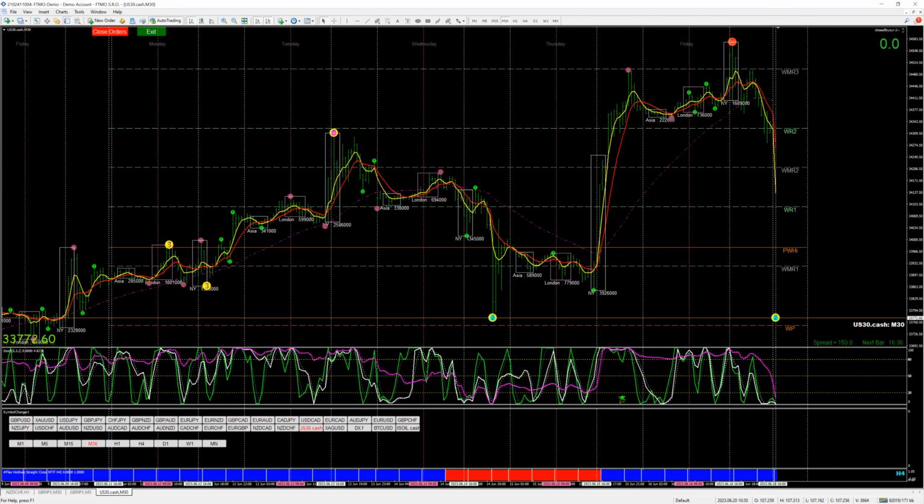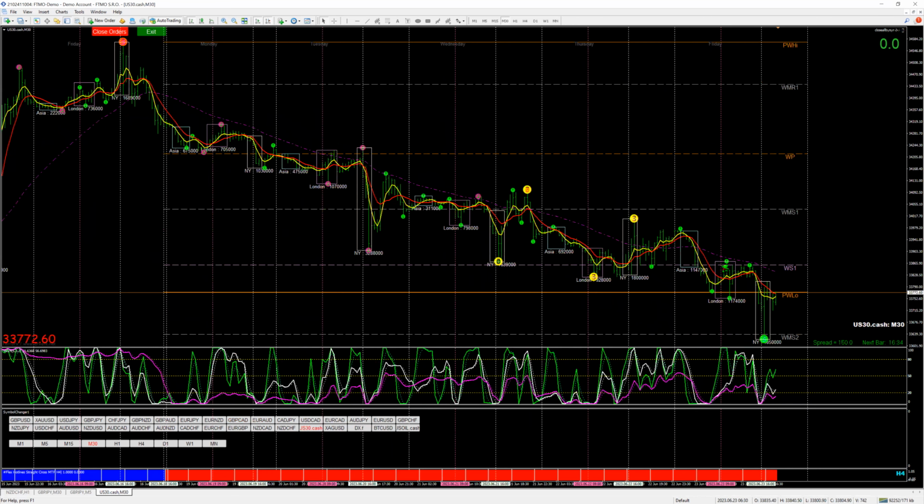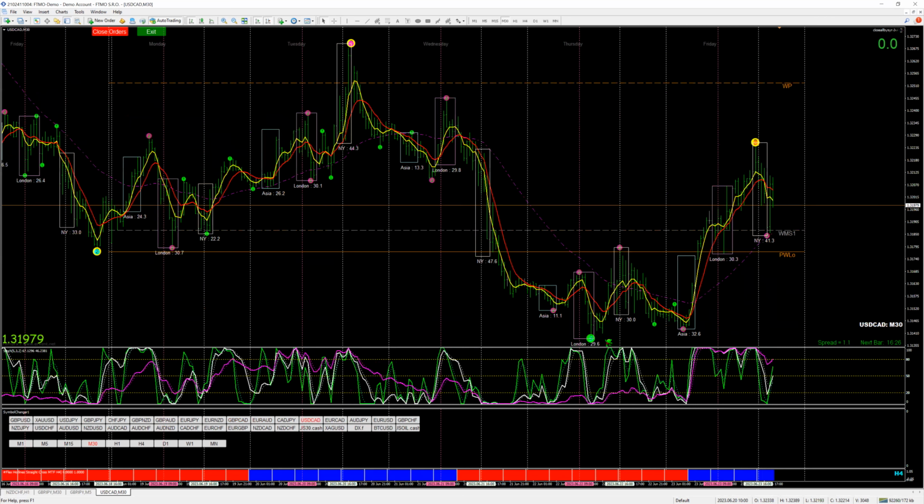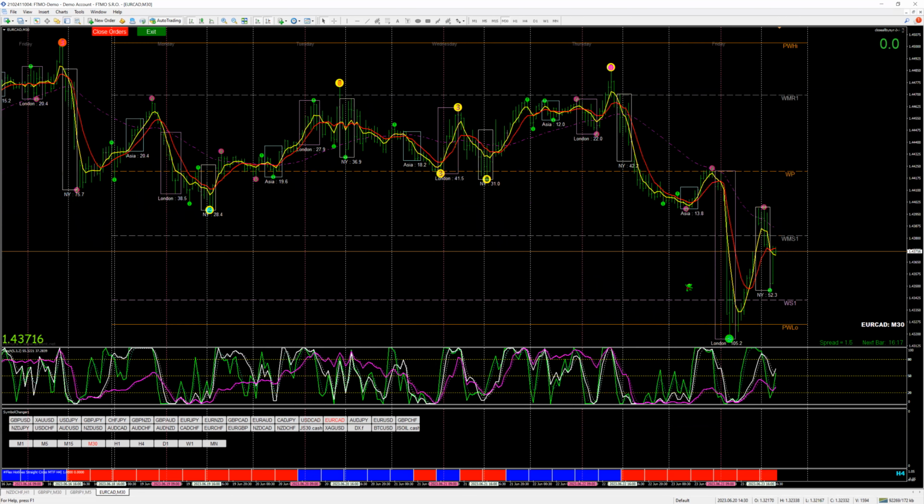USD CAD. Looking to go short. We have to wait, so no trade. Sorry, USD CAD is here. That's a no setup. Euro CAD. Euro CAD was set up to go short, and that's the trade I had in my other video for 90 pips.